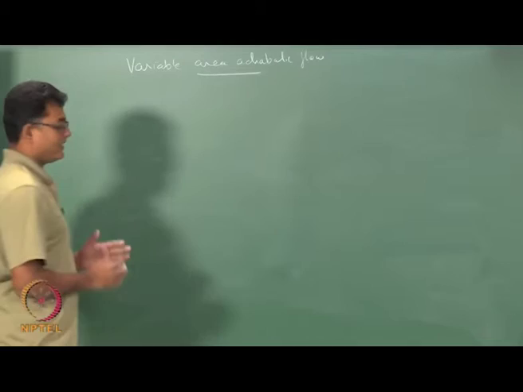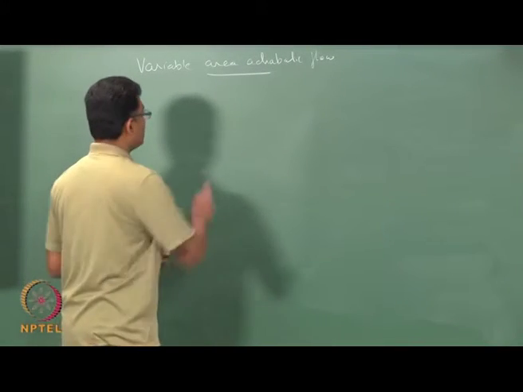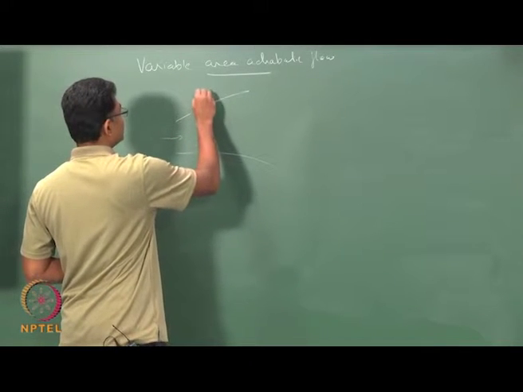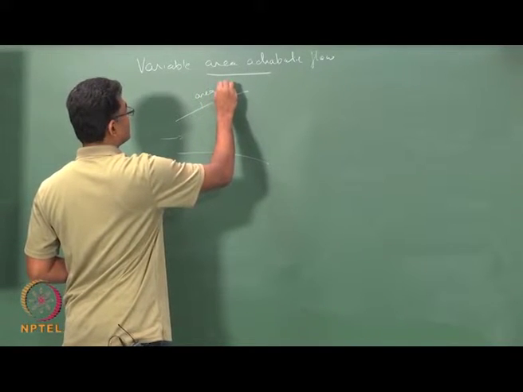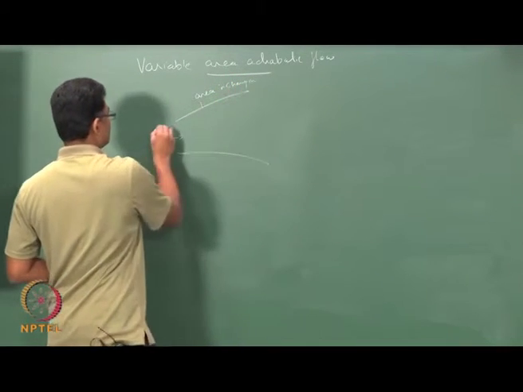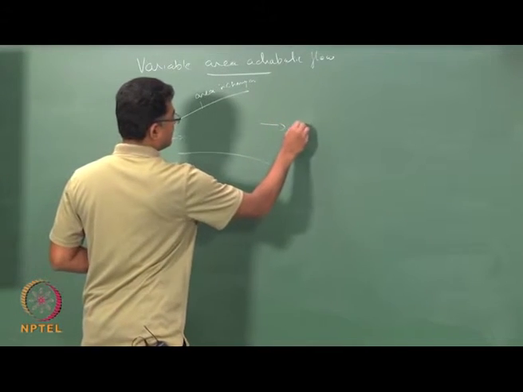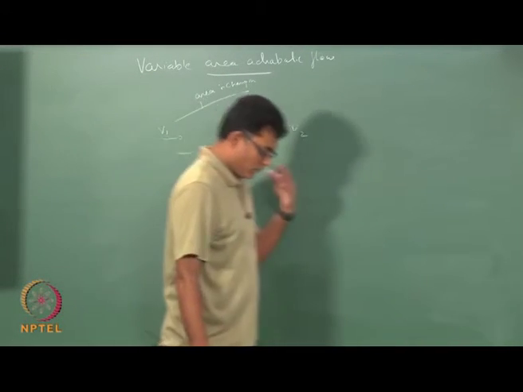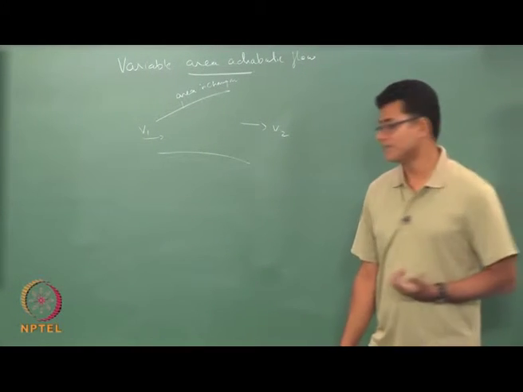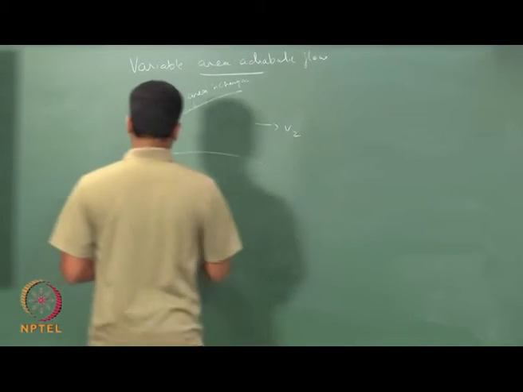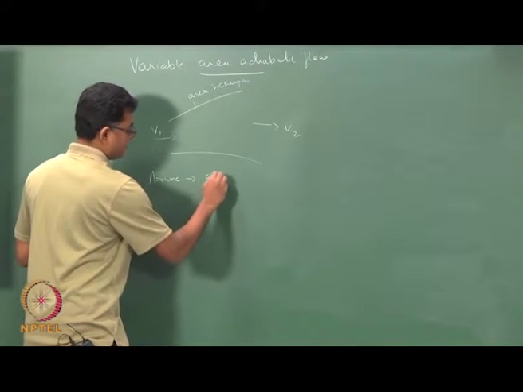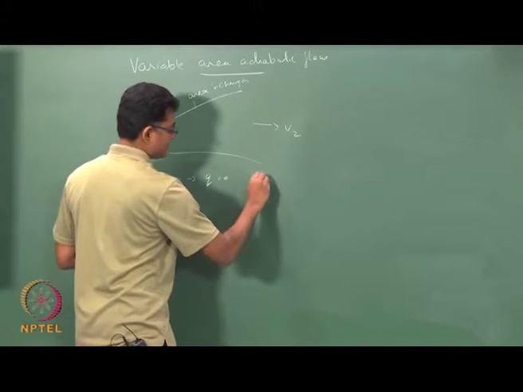Okay. So, I have a situation where the flow is through some duct where the area is changing. I have a velocity v1, I have a velocity v2, and what are the changes that are going to happen here in terms of Mach number and density? I assume Q is 0, so no heat transfer.